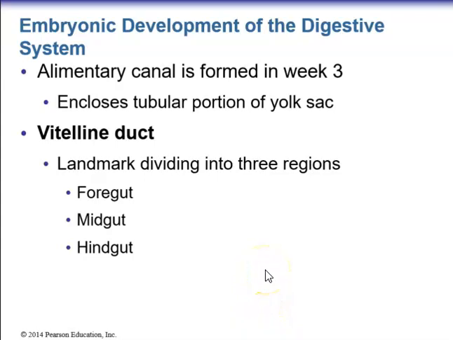So just going over the embryonic development of the digestive system really quick, we know that the alimentary canal is formed in the 3rd week and encloses a tubular portion of the yolk sac. We have the vitelline duct. This is a landmark dividing into 3 regions. We have the foregut, the midgut, and the hindgut.